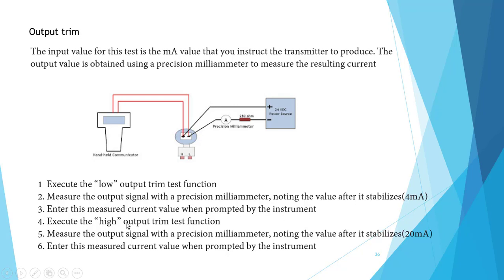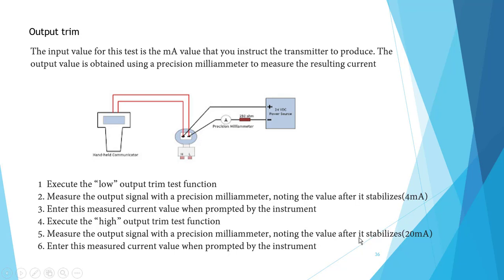Execute the high output trim test function. This here is a menu. The menu has no output trim, it's a high output trim. Then go to the output trim menu. You can find this one. Okay. Measure the output signal with a precision milliamp meter.